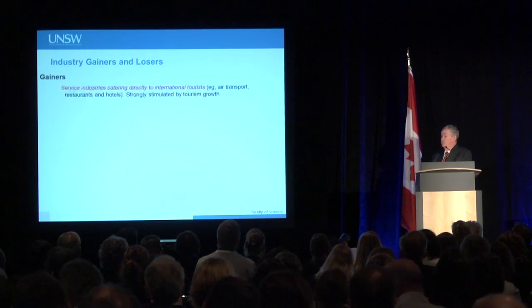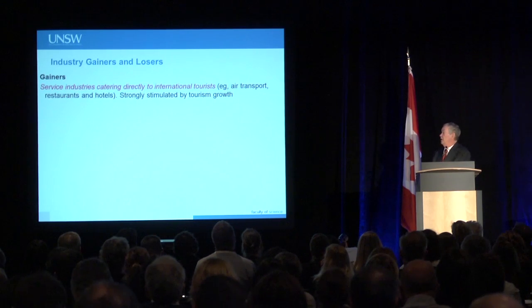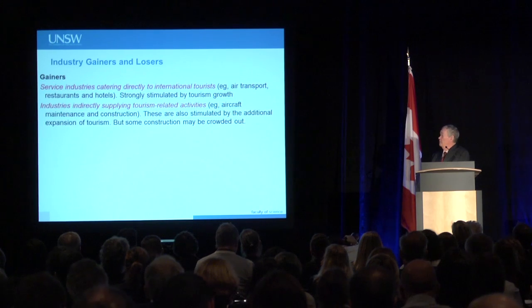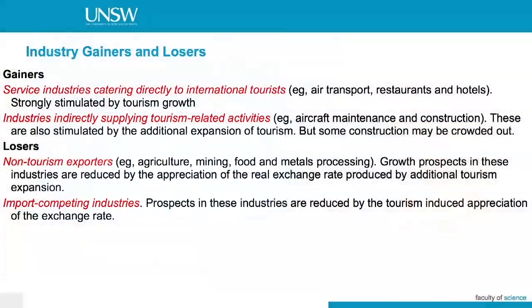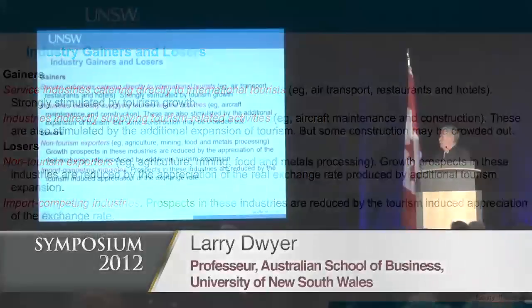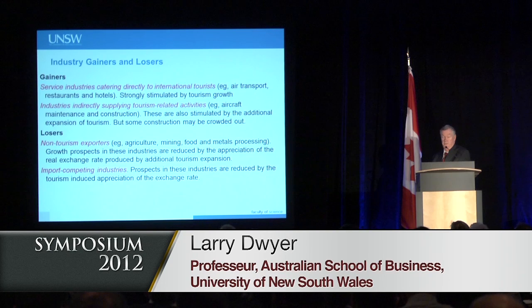Industry gainers and losers from the same study: service industries catering directly to international tourists gain, and industries indirectly supplying tourism-related activities such as aircraft maintenance, construction and so on, also gained. But the losing industries were the non-tourism exporters, that is, those export industries that are not in tourism, such as agriculture, mining, and so on, and also import-competing industries lost, because with the higher value of the dollar, imports were relatively cheaper, and so those sectors competing against the imports were losing.